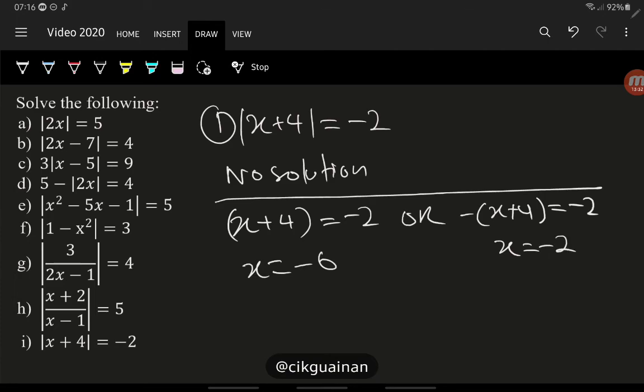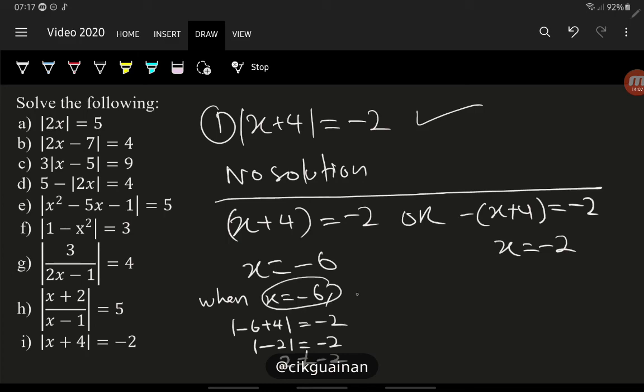Now, what we are going to do is, we have two values. We are going to test them to verify them. Okay, so when x equals minus 6, we want to verify this statement. So let's substitute. Modulus of minus 6 plus 4 equals minus 2. So we get modulus of minus 2, so 2 equals minus 2. Is it correct? It is not. It is not true. So this is not the solution. x equals minus 6 is not a solution.